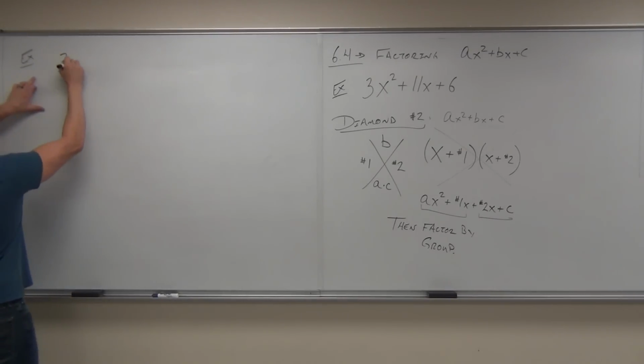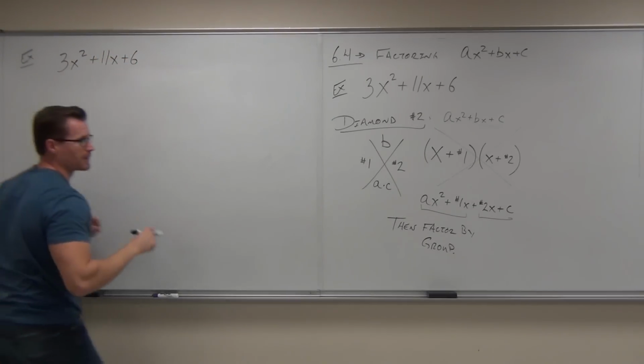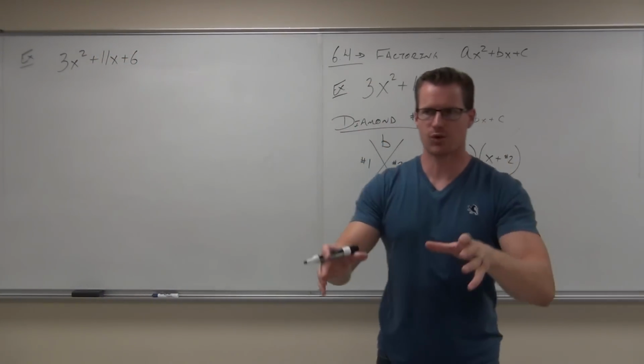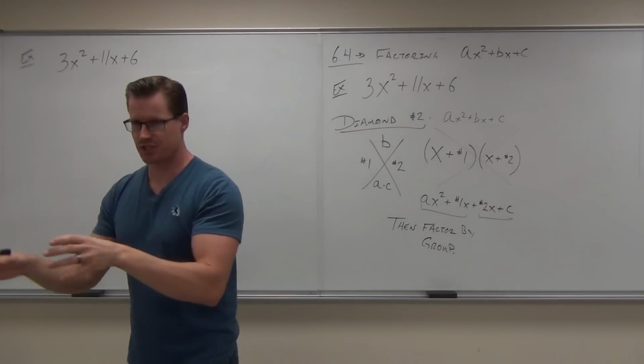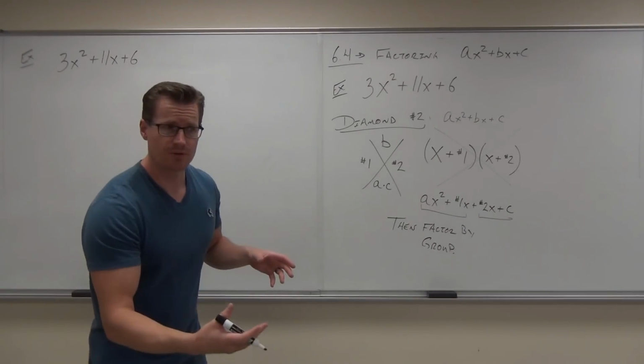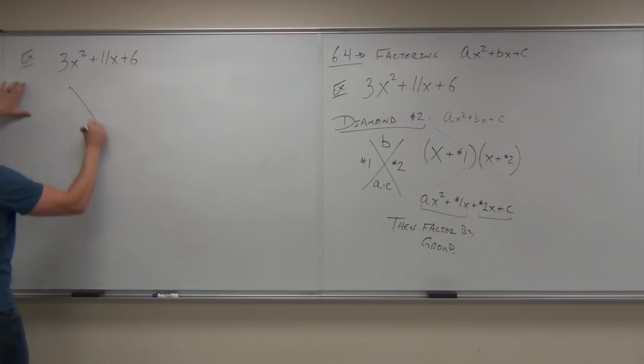So 3x squared plus 11x plus 6. Okay, super fast. Is it in order? Yes. Is the first term positive? Yes. Do I have a GCF? No. Okay, how many terms do I have? Three. What do I use for 3 terms? Diamond. That's always the process.